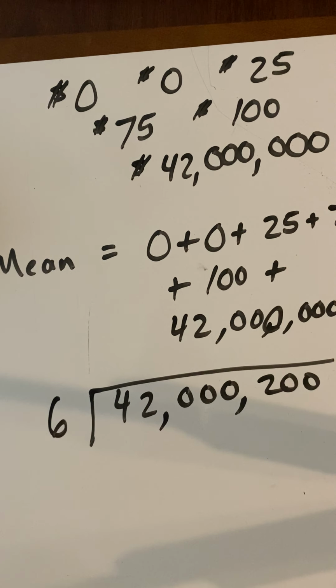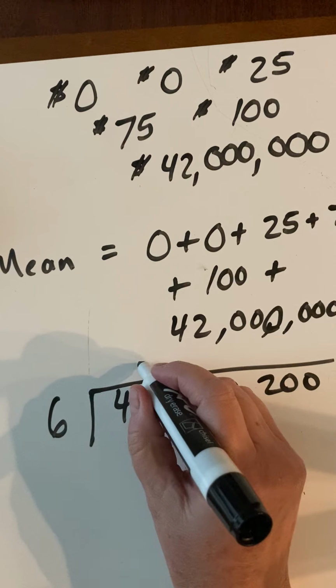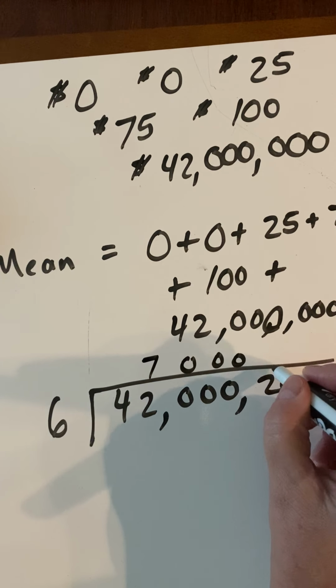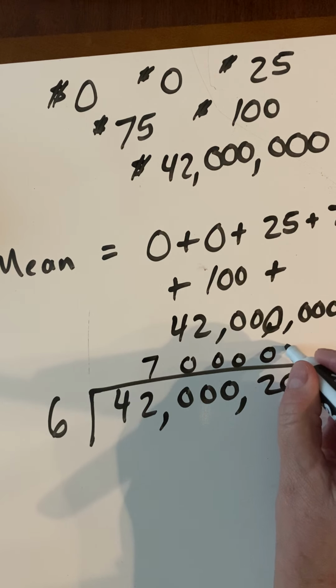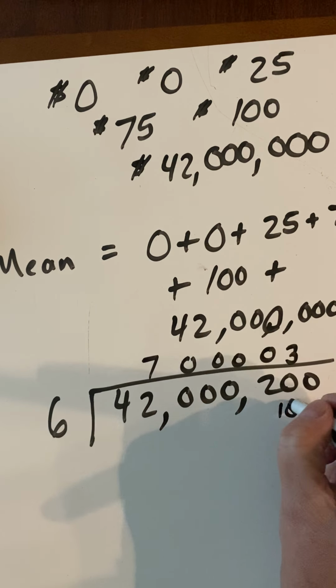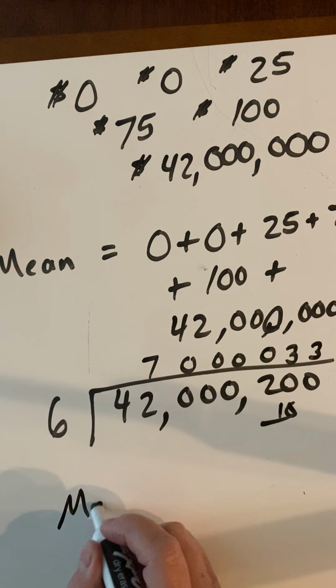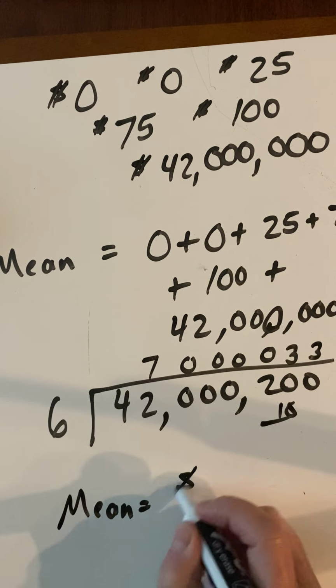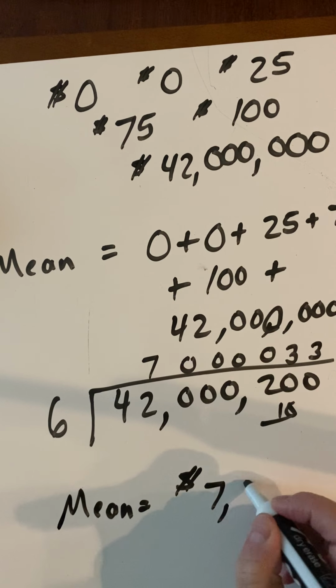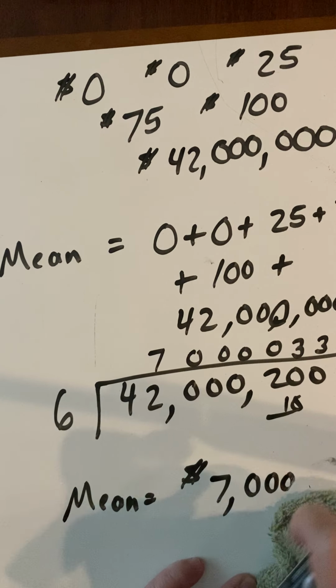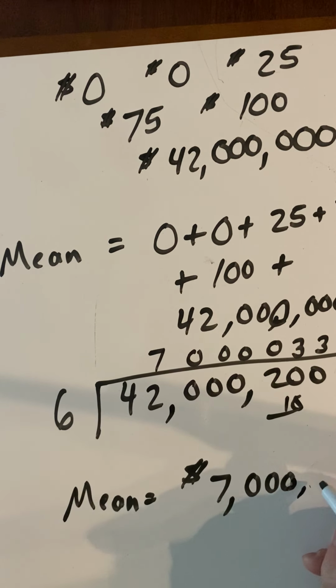And so I'm going to take 42 million, divide it by 6, and I get, what is it, 7, 0, 0, 0, 0. That's going to be a 3. So we'll just stop right there. So my mean is going to be $7,033. And that does not seem very fair, does it?